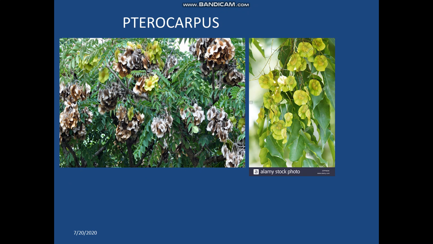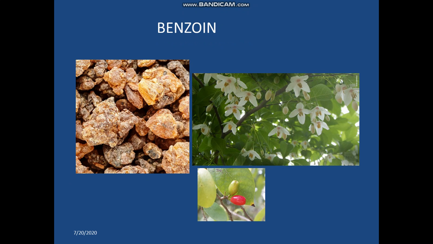Next is the Pterocarpus. Yes, again an astringent drug. Pterocarpus marsupium. Very, very important plant, because this plant is used in the treatment of hyperglycemia and diabetes also. This plant is recommended. Next is benzoin.